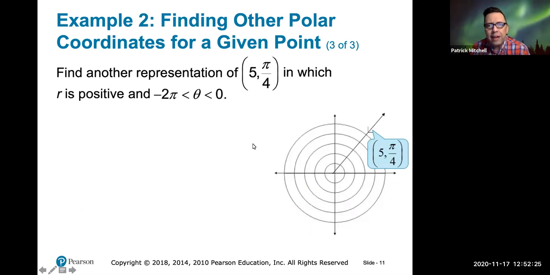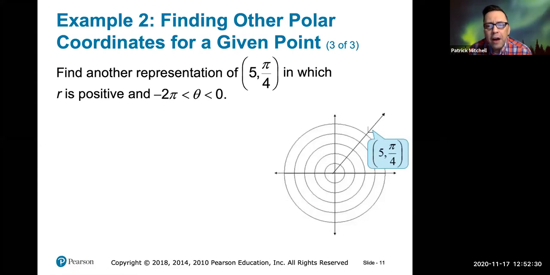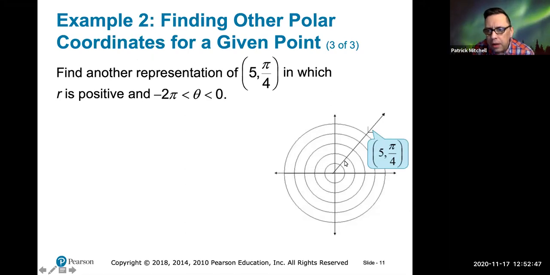All right, one more example involving that same point. We want to find another representation of 5 comma pi over 4 in which r is positive, but theta is between negative 2 pi and 0. So I think that's a little more similar to the first example. So all we have to do is just start at this angle and go this way, right? In other words, just subtract 2 pi from 5 pi over 4.